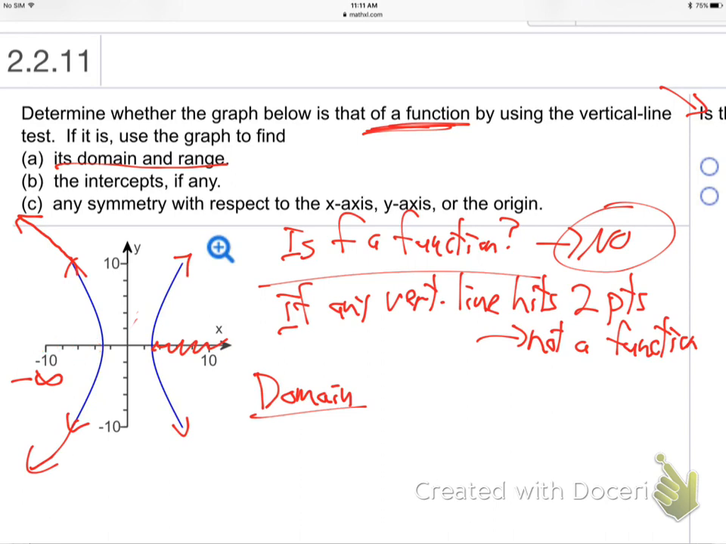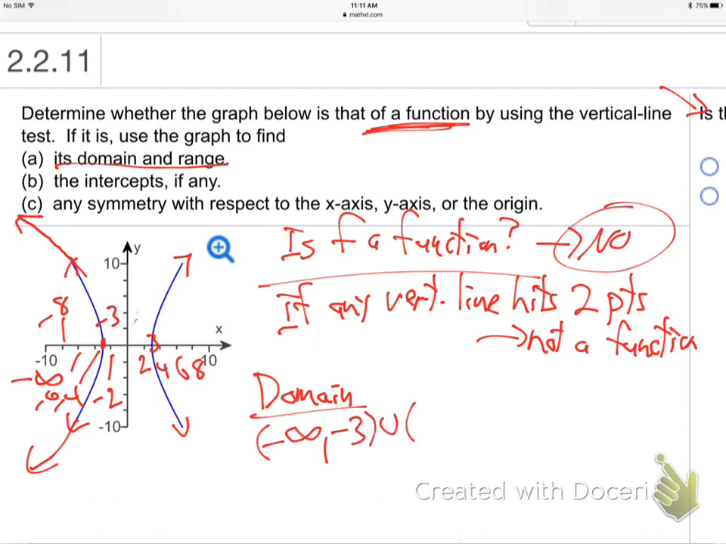2.5. Isn't it 3? Aren't those going by 2s? Yeah, it's going by 2. So it's 2, 4, 6, 8, 10. So this is negative 2, negative 4, negative 6, negative 8. Anyway, it's hitting at negative 3. So it looks like negative infinity to negative 3, united with 3 to infinity. Is that good for domain? Everybody see that? It's this and it's this. So that's the domain. And then what's the range?